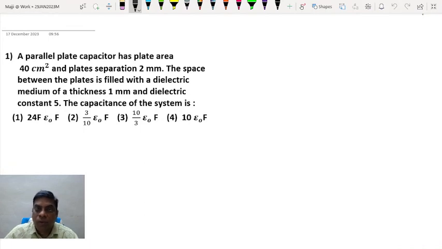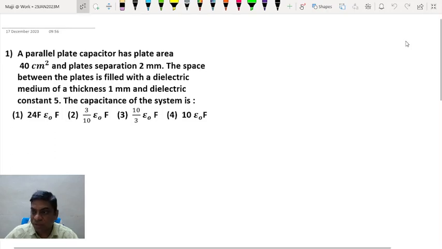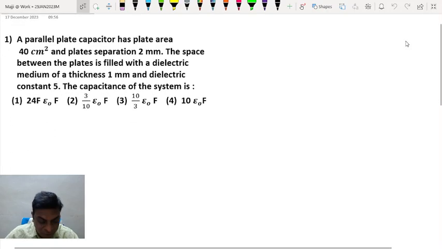Today I have come up with two questions from electrostatics which were asked in the morning session of 25th January 2023 JEE Mains. So here comes the first question.